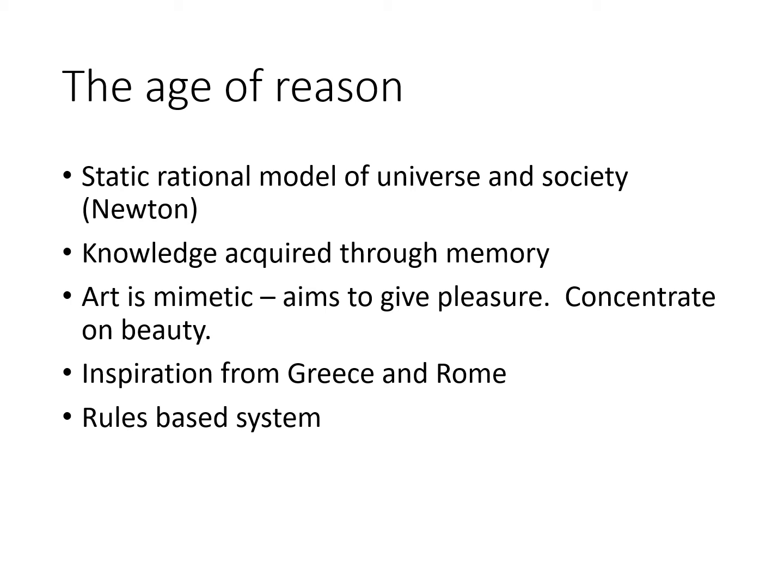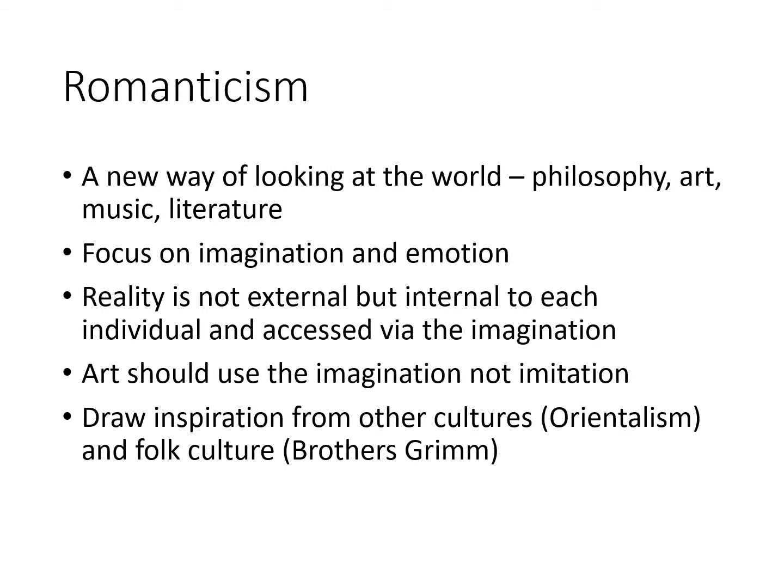Now, from the 1760s, this model starts to be challenged as incomplete, not necessarily wrong, but Romanticism starts coming to the fore. Now, the first thing you've got to do is forget Mills and Boon. This is not that kind of romantic. It takes its name from the Romance languages as opposed to Greek and Latin. And it applies to many areas. So it's not just a movement that applies in the world of art. It's about philosophy, music and literature as well.